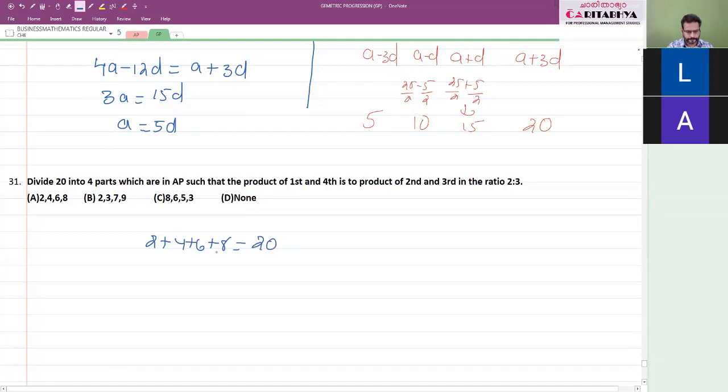2 plus 4 is 6, plus 6 is 12, plus 8 is 20. So the first condition is satisfied. The AP is such that the product of the first and the fourth, 2 into 8, divided by the product of the second and third, 4 into 6. So that's right on. Okay.